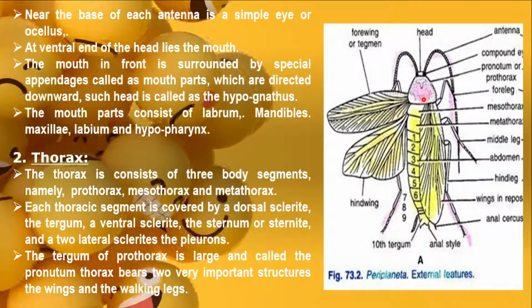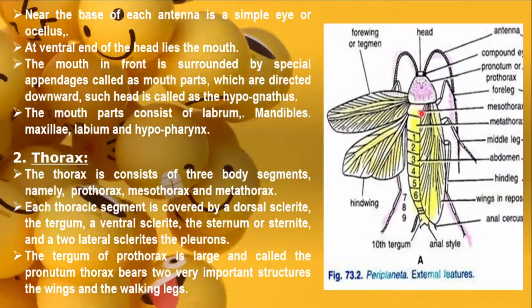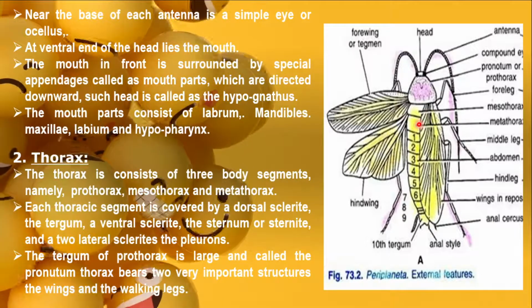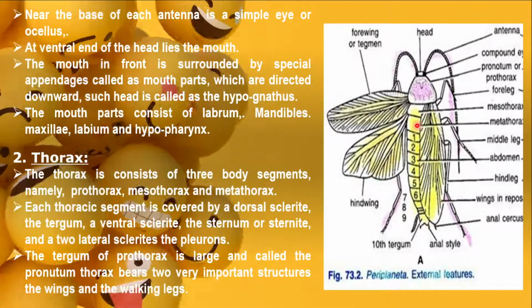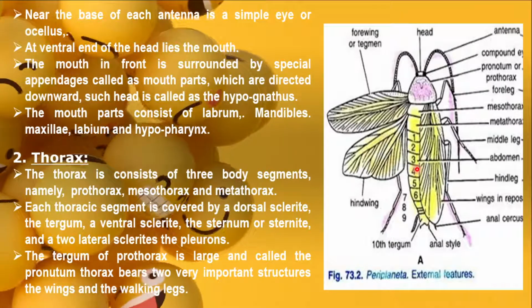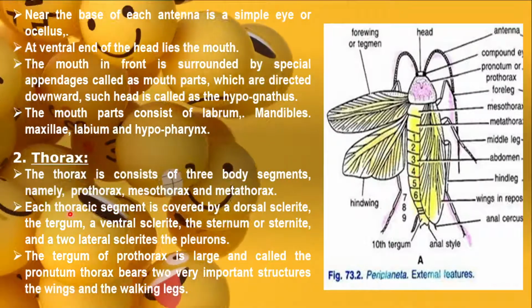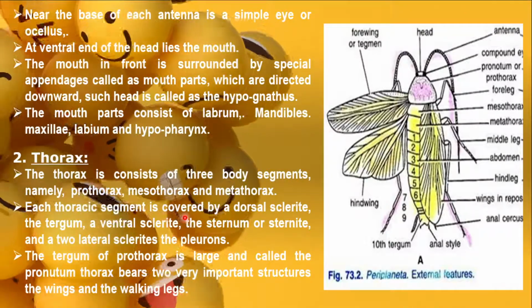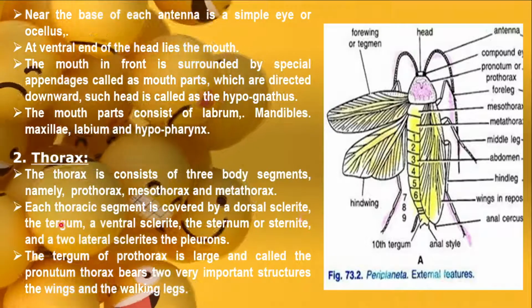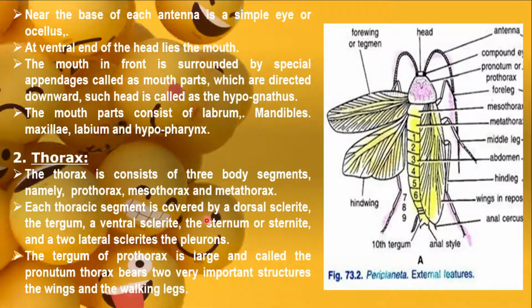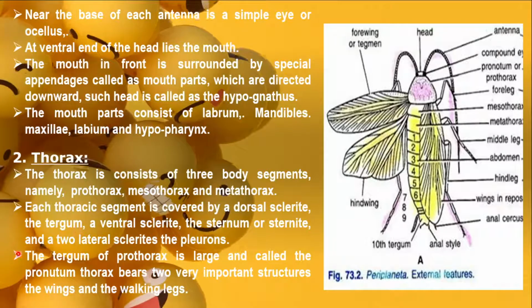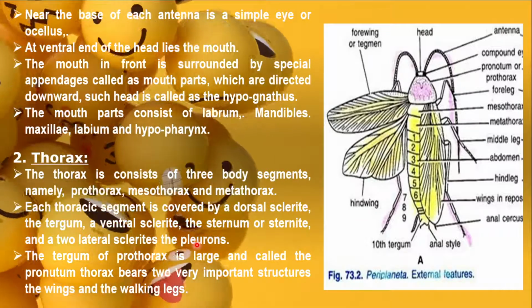Prothorax, the first one, is attached to the head region, the middle one is mesothorax, and the third one is metathorax, which is attached to the abdominal segments in the posterior direction. Each thoracic segment is covered by a dorsal scleroid, the tergum, a ventral scleroid, the sternum or sternite, and two lateral scleroids, the pleurons.